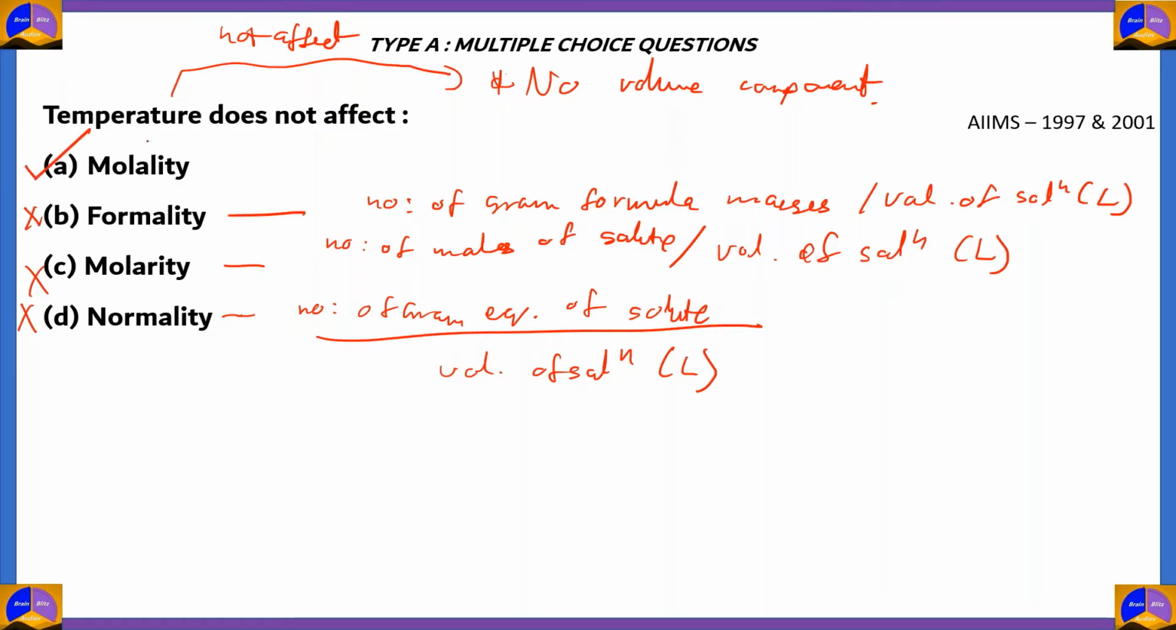The right answer is option A, molality, the one with an L, and this is the number of moles of solute divided by mass of solvent in kg. Here you see there is no component for volume, so molality is not affected by temperature, while the other quantities are dependent on volume, so they are affected by temperature.